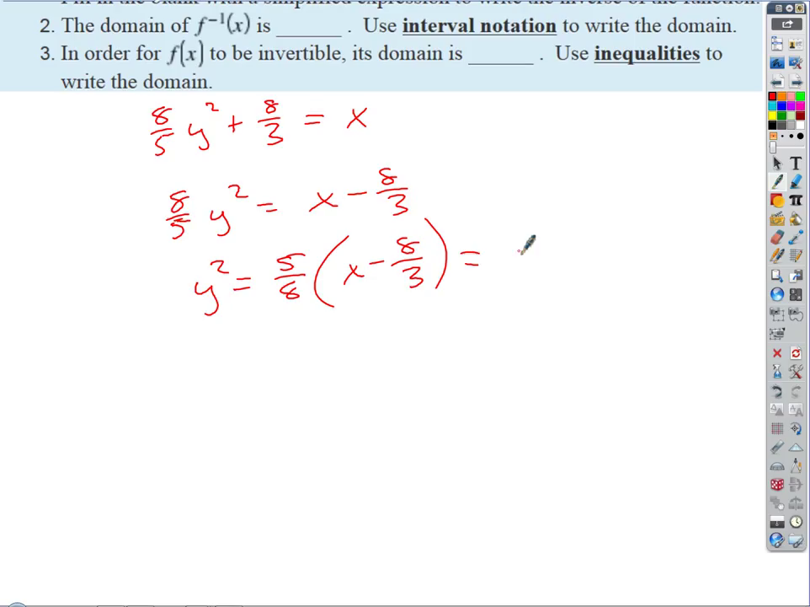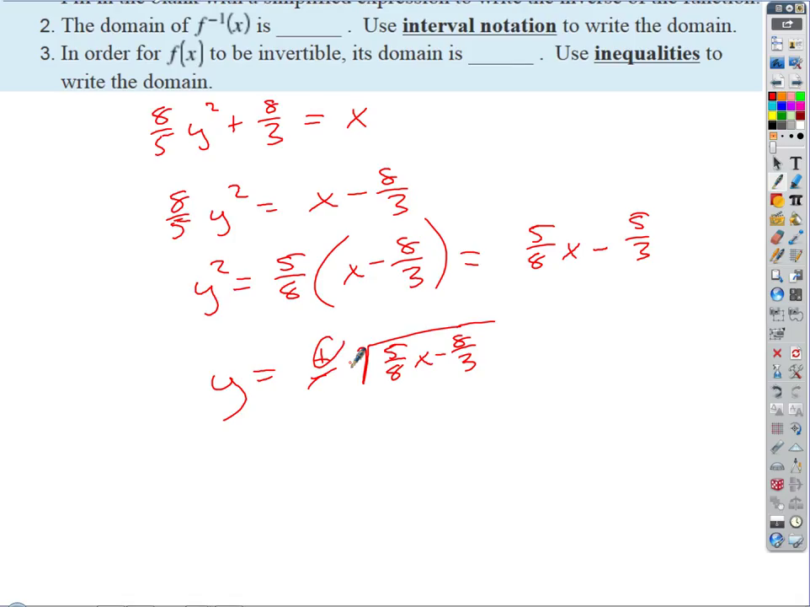Then we're going to end up getting 5/8 x minus, what's that going to be when I distribute here? What's 5/8 times 8/3? 5/3. Okay, and then I just square root both sides, right? So y would equal plus or minus the square root of 5/8 x minus 5/3. But if we want this to be a function, I can't have the plus or minus, right? I'm going to discard the minus and keep the plus.